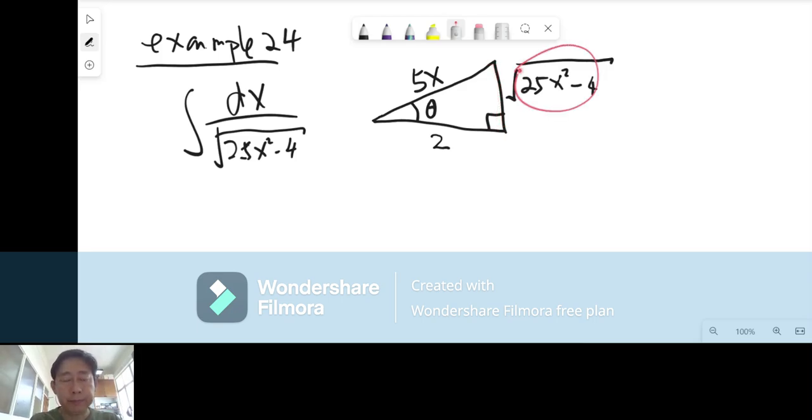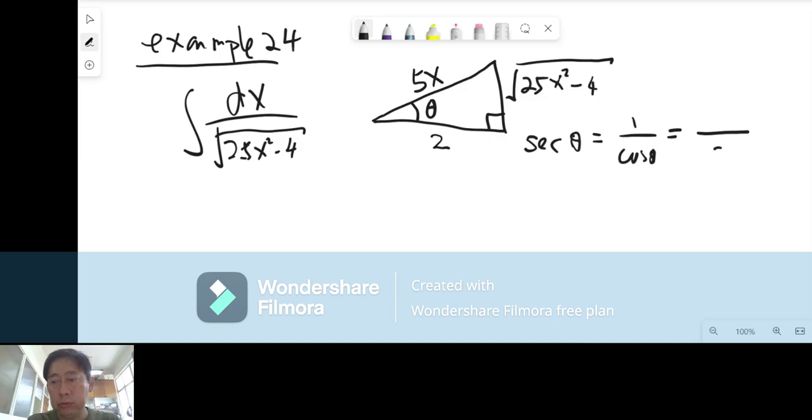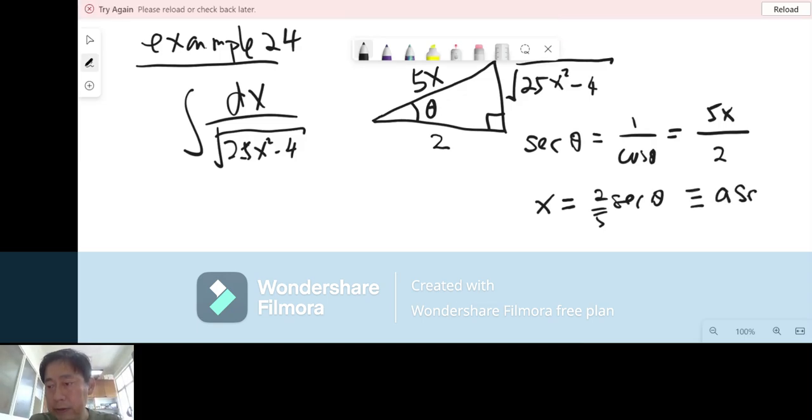Once the right triangle is written down, we can proceed to relate the angle to the hypotenuse and the base. This is simply obtained by realizing that the secant of theta, which is by definition 1 over cos theta, is just equal to 5x over 2. Reverting this relationship and making x the subject, we have x equals 2 over 5 secant theta. This is in the form of a secant theta. Here, the value of a is simply 2 over 5.